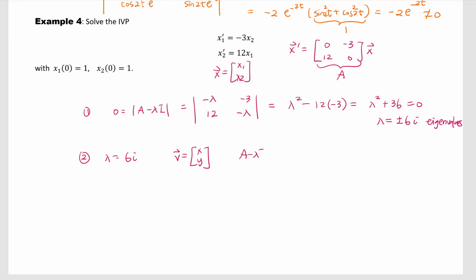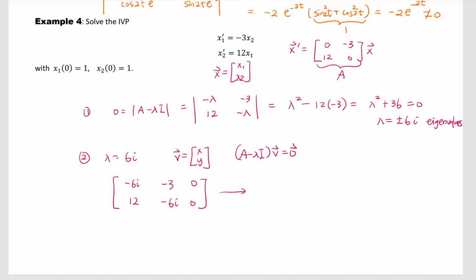A minus lambda I times V is 0. Okay, so what is the augmented coefficient matrix? Minus lambda, so minus 6i, 12, minus 3, and minus lambda, so minus 6i, 0.